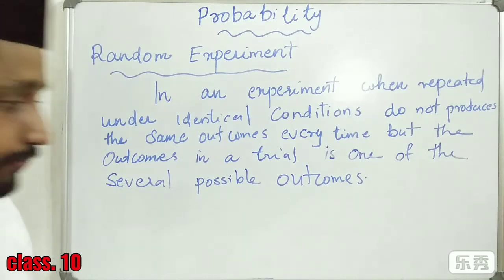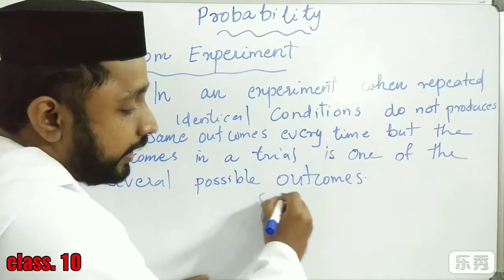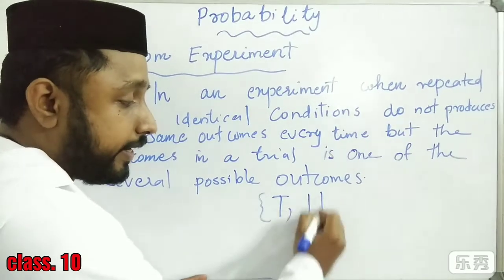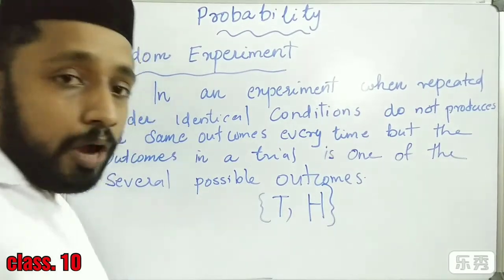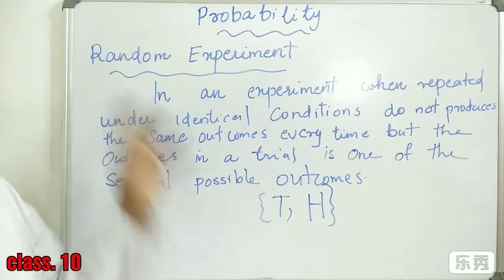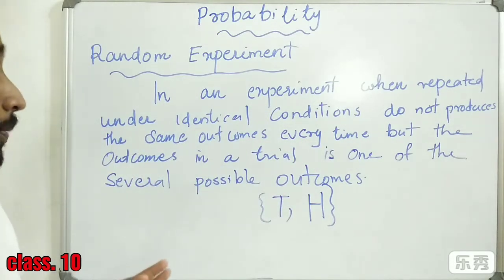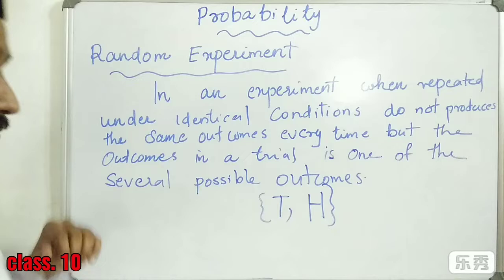For example, tossing a coin. What are the outcomes? We will get either tail or head. These are the two possible outcomes. So we don't know which will come, either tail or head will come. So a random experiment means when repeated under identical conditions it does not produce the same outcomes every time, but the outcome in a trial is one of the several possible outcomes.